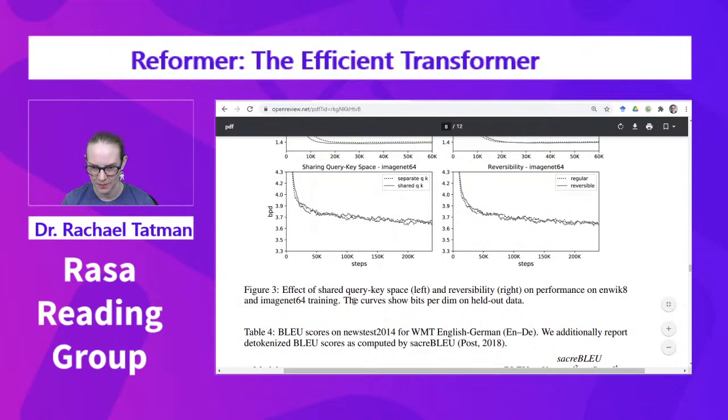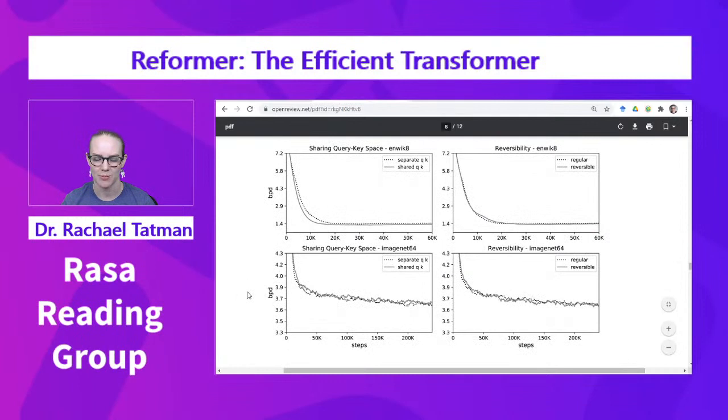On performance, the curves show bits per dim on held out data. Okay, so this must be evaluated like a language modeling task, right? Like how well are you able to capture the distribution of the input? I'm guessing. Like I said, I'm not super familiar with either of these tasks, but I think what they're showing here is that if you share them, it's better. You get convergence faster. Making your model reversible, so reducing the amount of intermediate steps you're holding in memory for attention, doesn't change model performance pretty much at all.